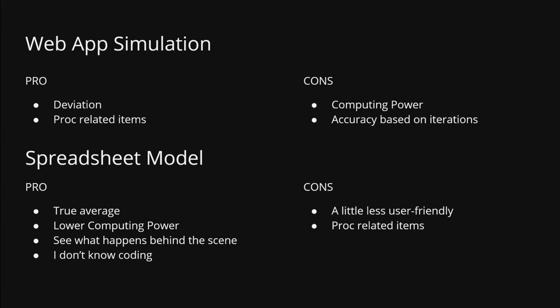Some cons are that you can't always set up the UI like you like, because I'm limited to the cells and stuff. This isn't really a limit of mathematical models, but more so of using spreadsheets. And as said before, proc-related items might be slightly undervalued because of how different procs can line up together, instead of just both being averaged out.